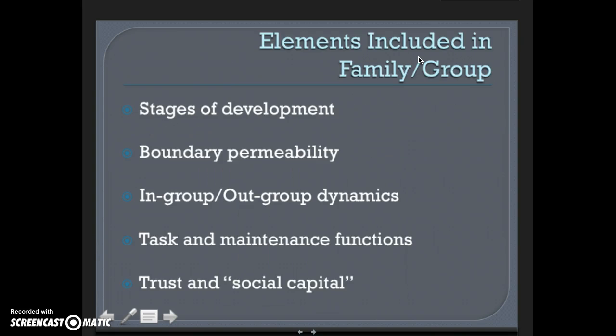Some elements that are included in the family or group lens, that I'll be talking about, are stages of development. Many of you have heard of the Bruce Tuckman stages of development for groups. We'll talk a little bit about boundary permeability. This came up in our structural lens, so groups tend to have boundaries as well. We're going to talk about in-group and out-group dynamics, and about task and maintenance functions and what they look like in groups, and then also trust and social capital. So several elements to be included here.